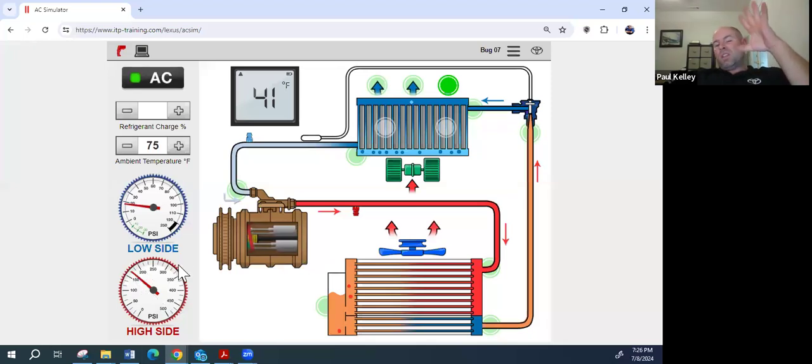The high side wouldn't get as high because it'd be bleeding through. And the low side wouldn't get as low because it's getting plenty of refrigerant coming through. It won't suck it down to quite as low. So I don't think it's going to be an evaporator. I don't think it's going to be a TXV. What did you think about that other one there?